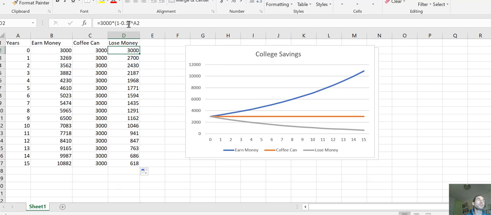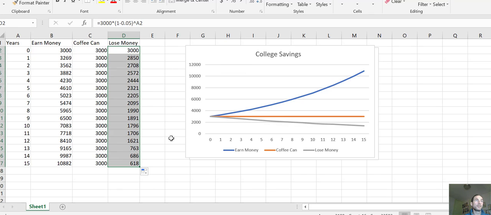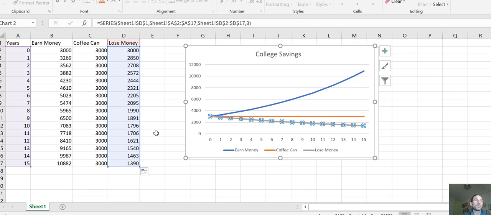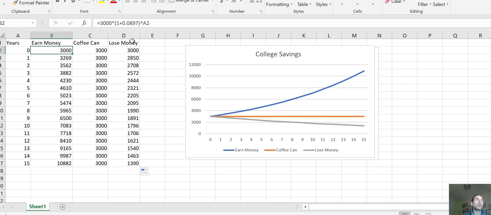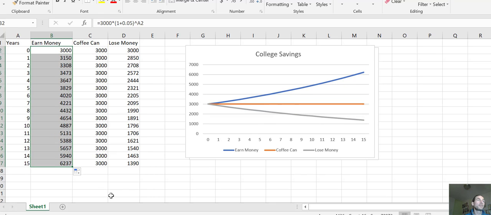And we could change that to like what happens if we were losing 5% a year, right? I should drag that down there. If we lost 5% a year, it would look like that. If our investment only gained an average of, let's say, 5% a year, then it would look like that, right? So we can play with this too.